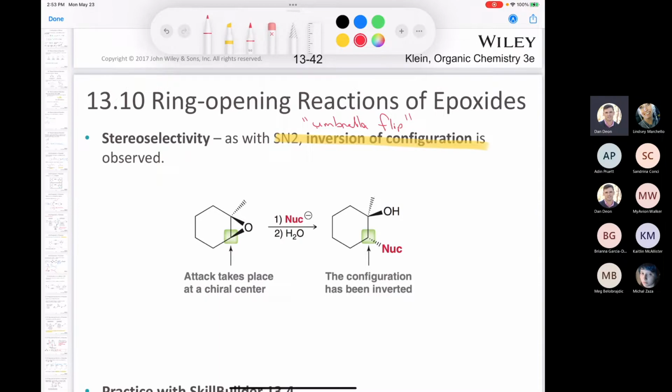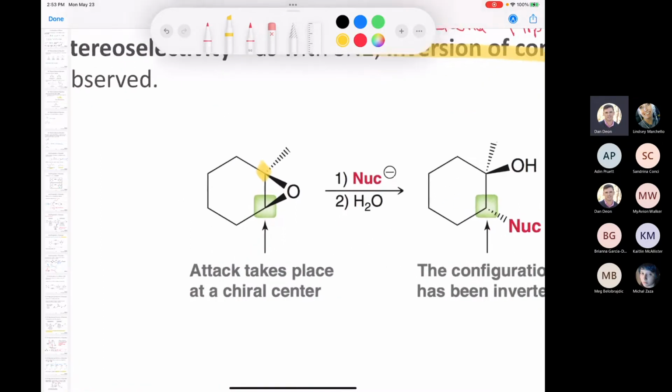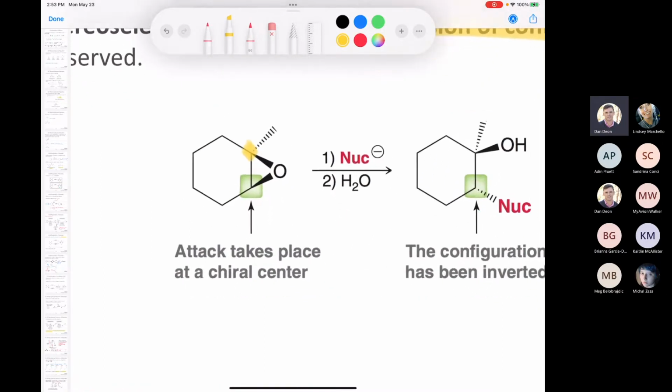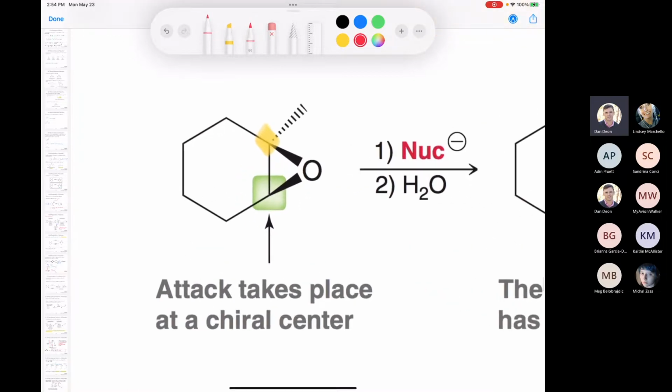So we have our nucleophile, we have 2 carbons in our 3-membered epoxide ring, or oxirane ring. Nucleophilic attack will take place at the least hindered carbon, the one highlighted in green. Well, look very carefully at this bond. This bond is going up. It's coming towards you. It's coming out of your screen. And so when the nucleophile attacks, it's going to attack from the bottom face of the molecule.